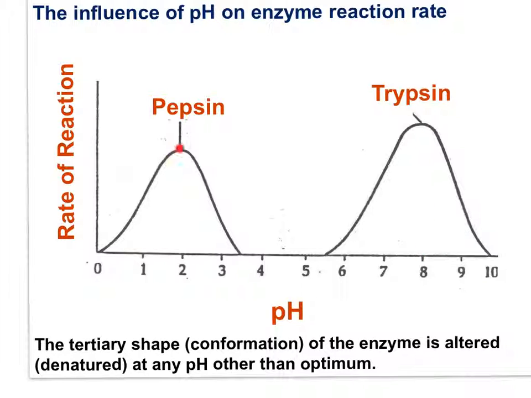Pepsin has its maximum reaction rate at pH 2, while trypsin has its maximum reaction rate at pH 8. At pH 2, for pepsin, the tertiary shape of the enzyme accommodates the substrate well. The reaction rate is at maximum. But with any changes in the concentration of hydrogen ions, change in the pH to lower or higher values, the enzyme becomes denatured. The active site no longer binds the substrate, and the reaction rate declines.